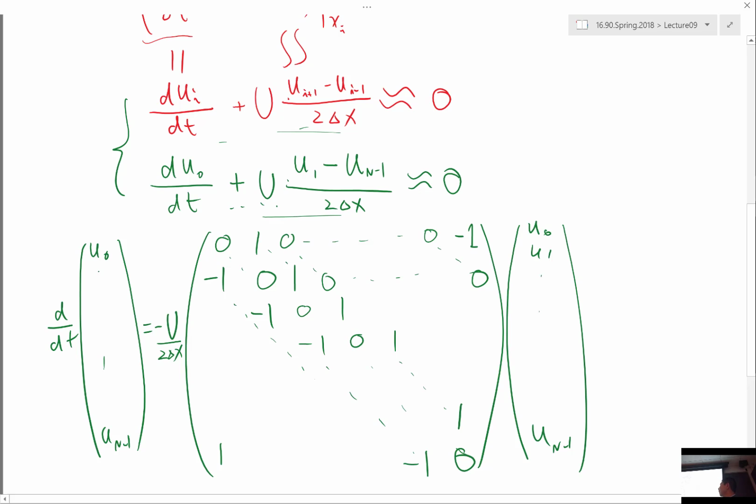This is a circular bi-diagonal matrix. So we get zeros on the diagonal, we get ones above and the minus ones below the diagonal, plus these two entries that represent the periodicity of the boundary condition.